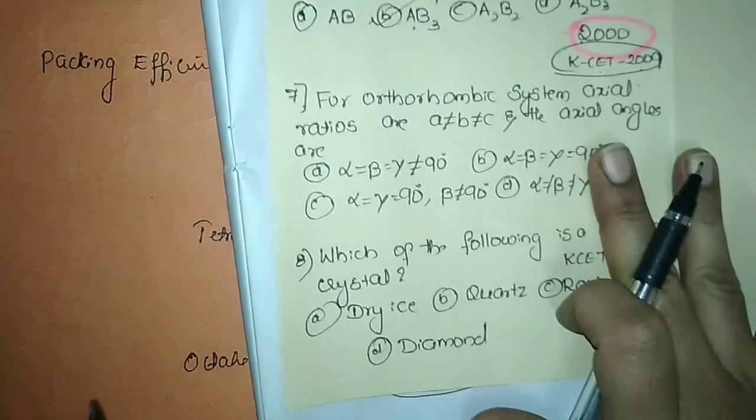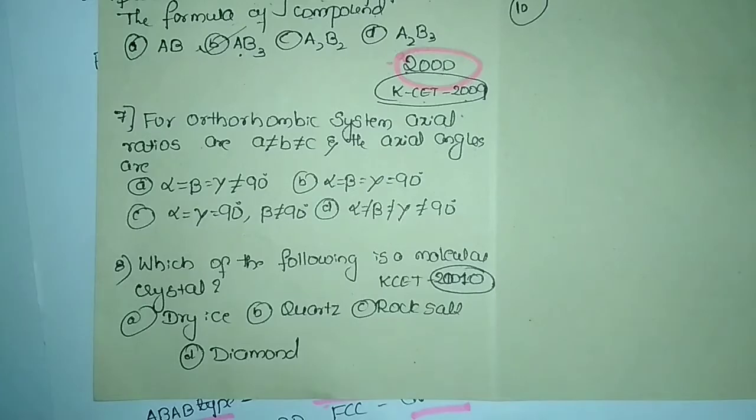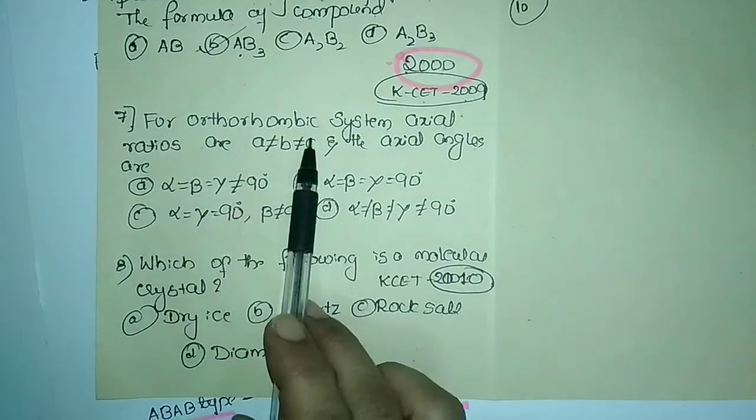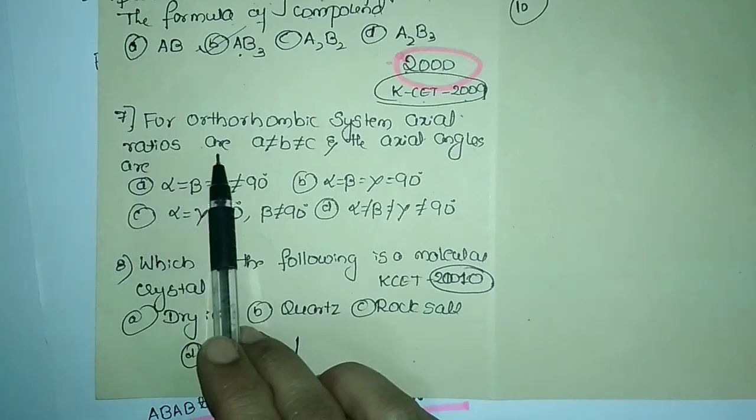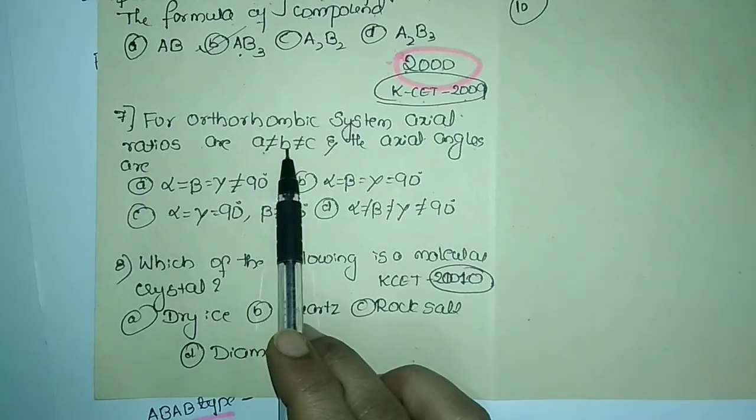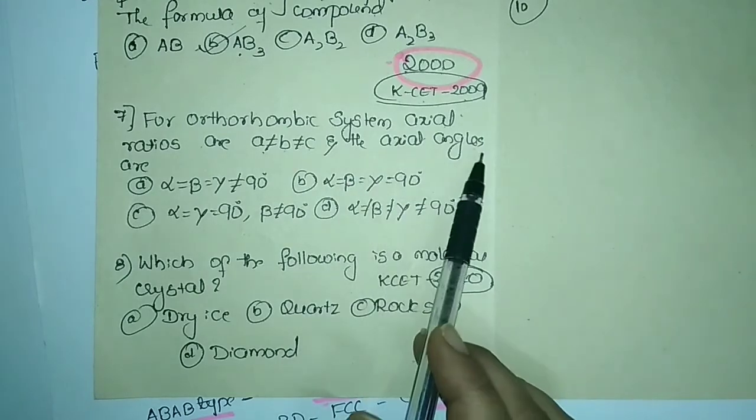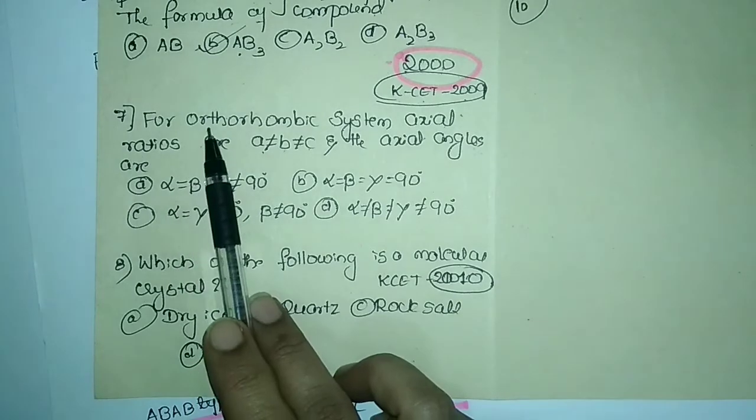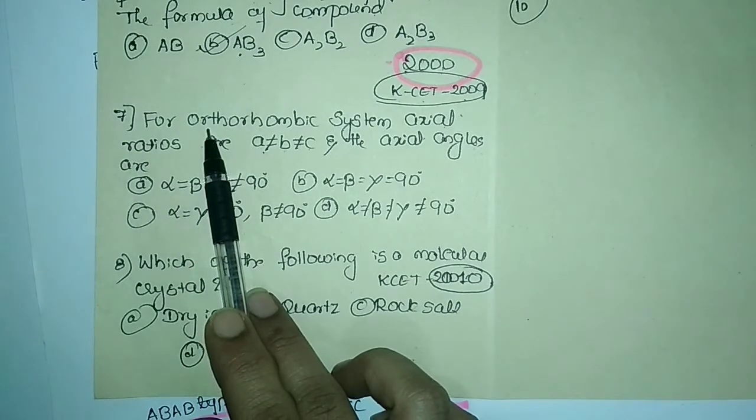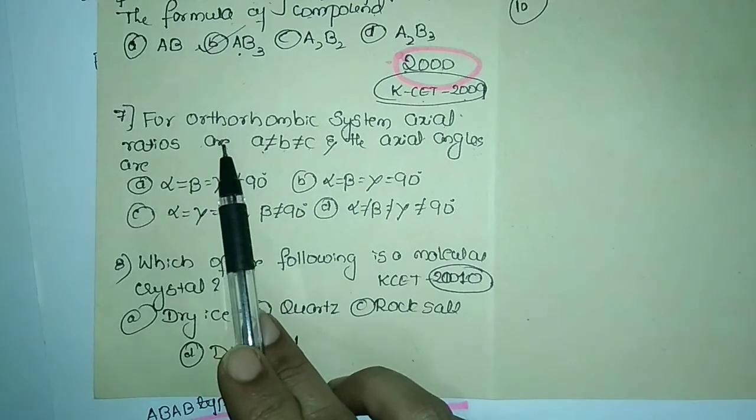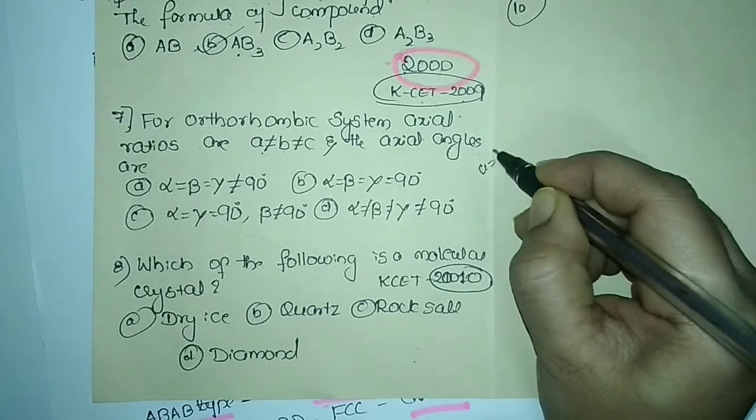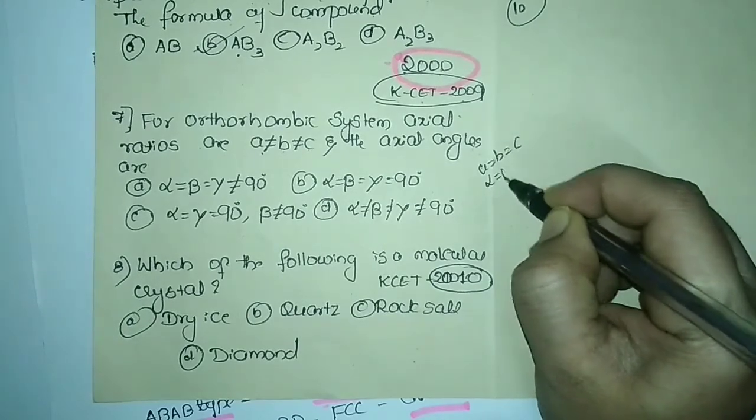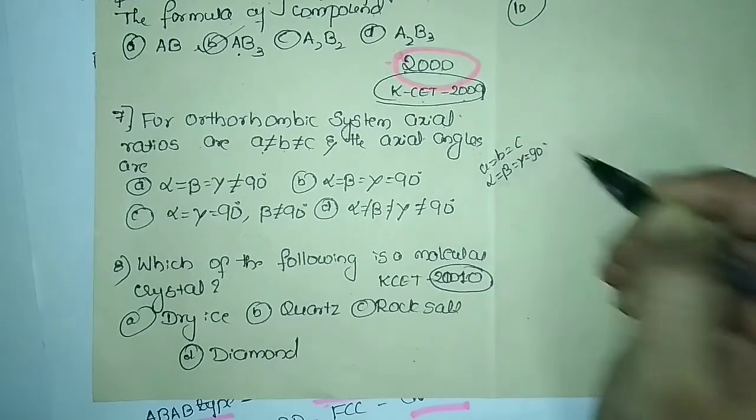Okay, and the next question is about the orthorhombic system. The axial ratios are A is not equal to B, not equal to C, and what will the axial angles be? You have to tell. Listen students, this is a question regarding the Bravais lattice. We know the crystal system, and we have studied the cubic unit cell. The condition for the cubic unit cell is A equal to B equal to C and alpha equal to beta equal to gamma equal to 90 degrees.